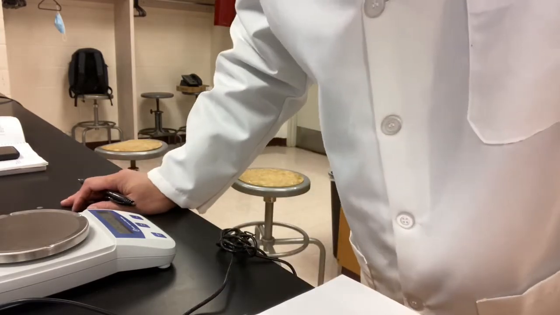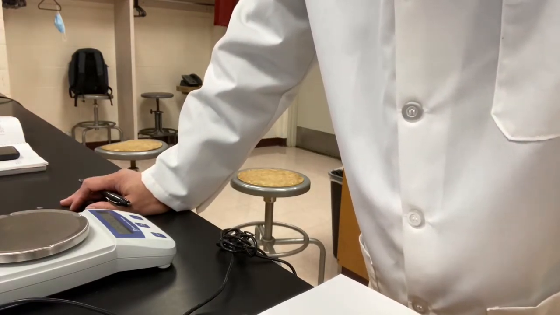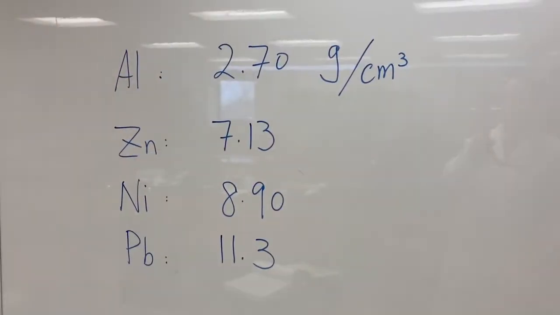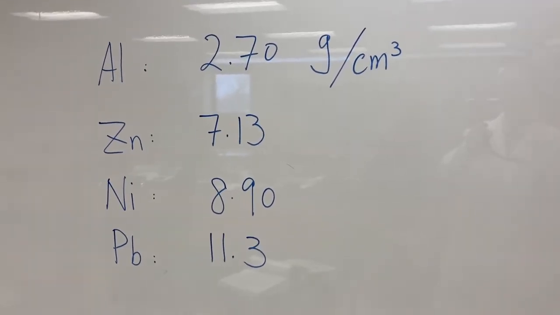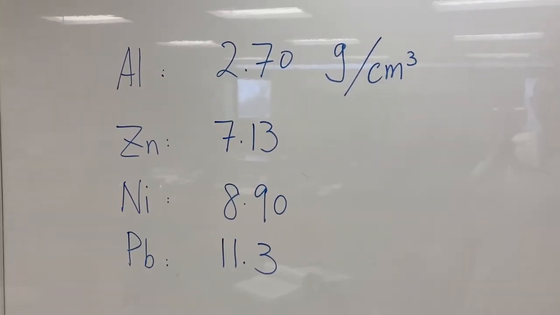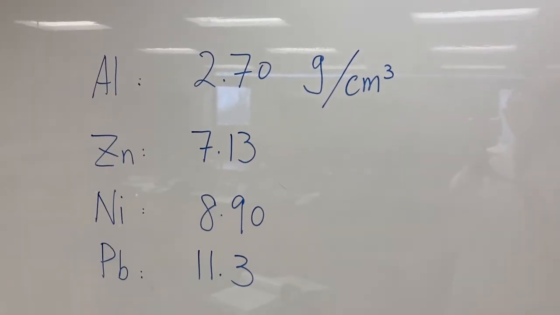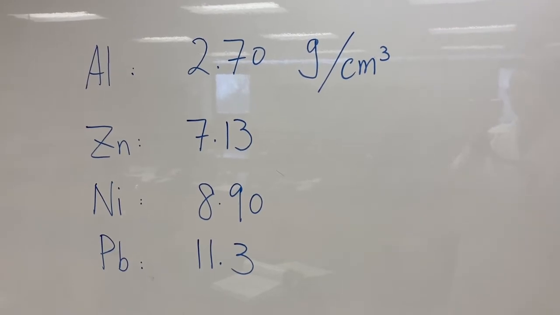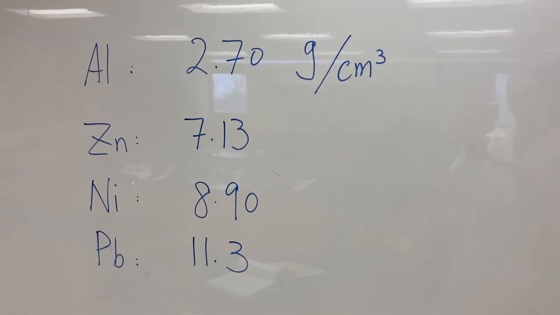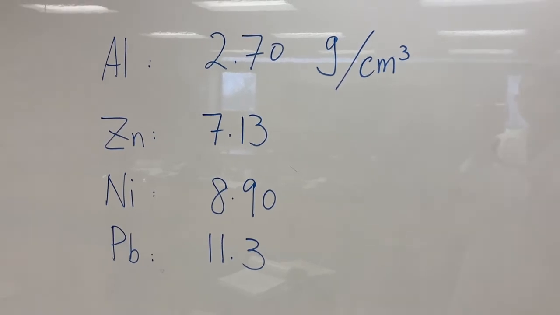You can do the calculation and decide what the identity of the unknown metal is. After you're done with your calculation, you have to make a decision about the identity of the metal beads. You're going to choose one from these four metals: aluminum, zinc, nickel, and lead. Look at the data you get, compare with this, make your decision, and put it on your report sheet.